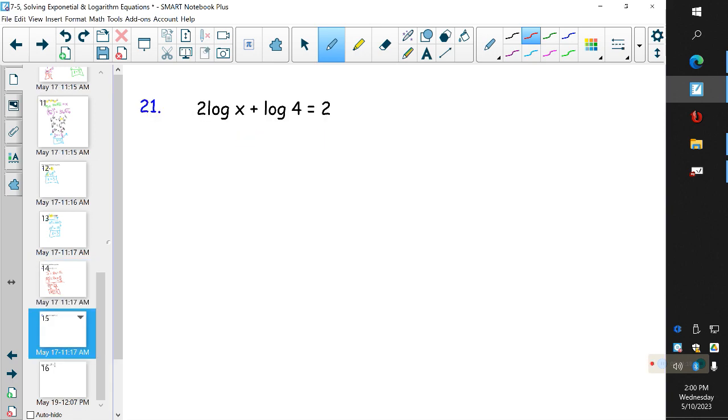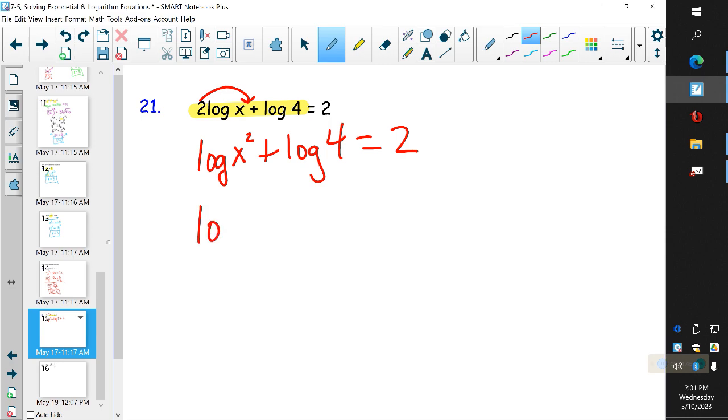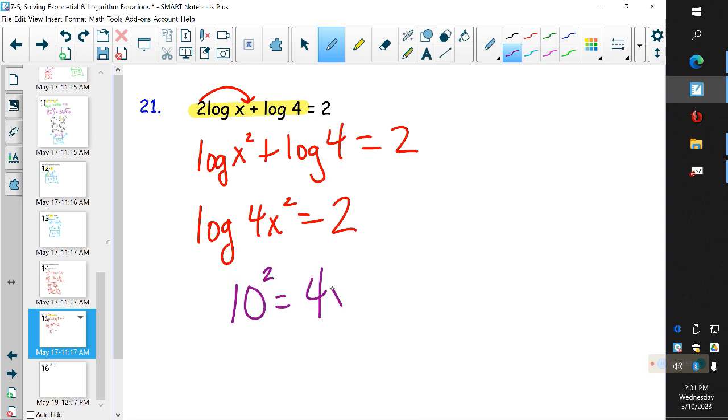Okay? Number 21. Okay? You see 2 logs here. So since we see 2 logs here, we are going to go ahead and we are going to condense this. So the very first thing I'm going to do is I'm going to put the 2 back on as a power. So that's going to be log of base 10 of x squared plus log of 4 is equal to 2. Then I'm going to go ahead and understand that that plus in logarithms means multiplication. So log base 10 of 4x squared is equal to 2. Then I need to understand that this is a base of 10, which means I'm going to write this as an exponential. 10 squared is equal to 4x squared.